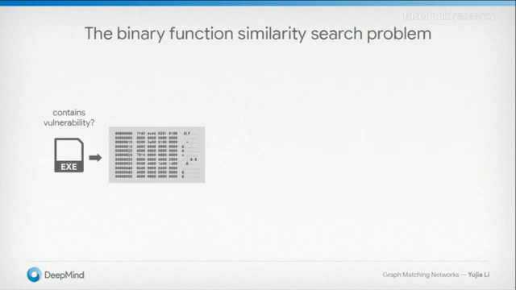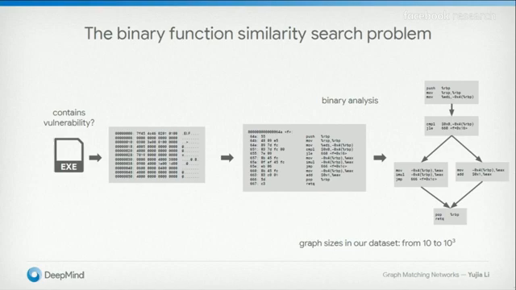The binary function similarity search problem is what motivated us to study graph similarity learning, and it started as a collaboration with a security expert at Google. In this setting, the goal is to check, given an incoming binary, whether it contains any vulnerabilities that can be exploited. The first thing we typically do is to analyze the incoming binary using static binary analysis to convert the binary into assembly code, and then from the assembly code, reconstruct a control flow graph out of it.